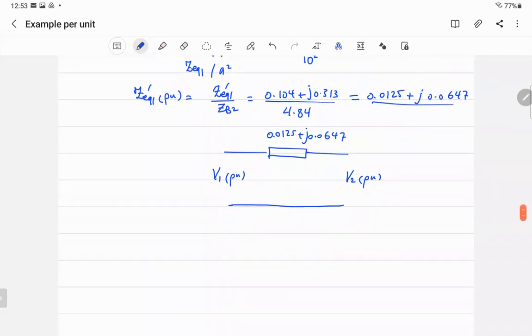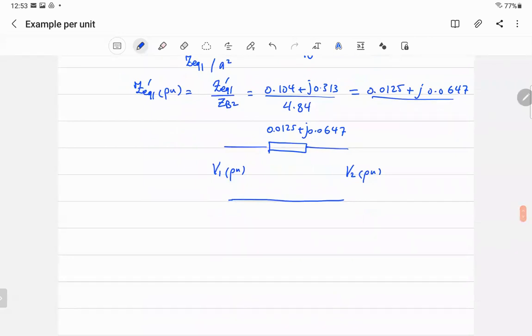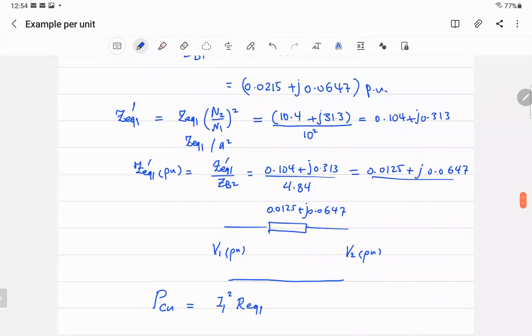So that's what you get in the transformer using the short circuit test. So P, and we write it Cu, the copper loss is equal to I square R equivalent of the transformer. Before, we used to do the following. It depends on which side you are. If you are on side 1, it's I1 square R equivalent 1. If you are on side 2, it's I2 square R equivalent 2. Let's just write that. And now the question said full load copper loss.